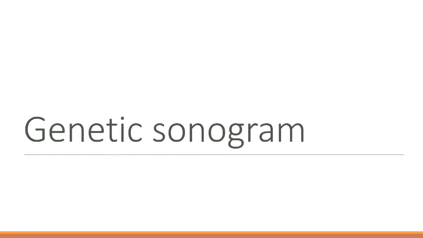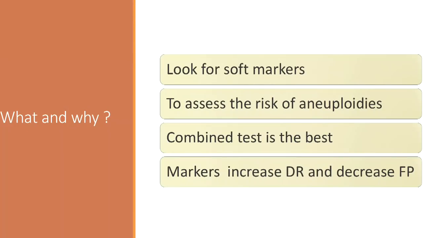Now coming to the second part of my talk, the genetic sonogram and the place of the genetic sonogram when you talk about screening. Now the first thing to understand is that the genetic sonogram is basically to look for soft markers, and these soft markers will tell you whether there is an increased risk of having a baby with Down syndrome or not. It is not a test to replace the combined test.